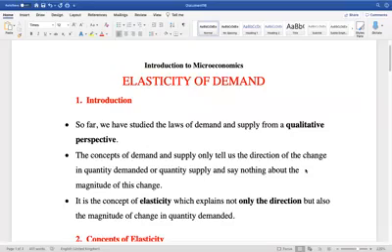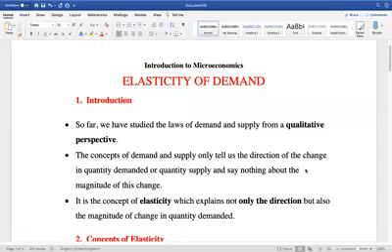The law of demand is that there is a negative relationship between the price per unit and the quantity demanded, holding other factors constant. So when we look at the laws of supply and demand, our perspective is qualitative, meaning we're just looking at whether the relationship is negative or positive. We are not looking at the magnitude of the relationship. For example, there's a negative relationship between price per unit and quantity demanded, but we have not discussed by how much the quantity demanded is likely to change if there's a certain change in the price of the commodity.